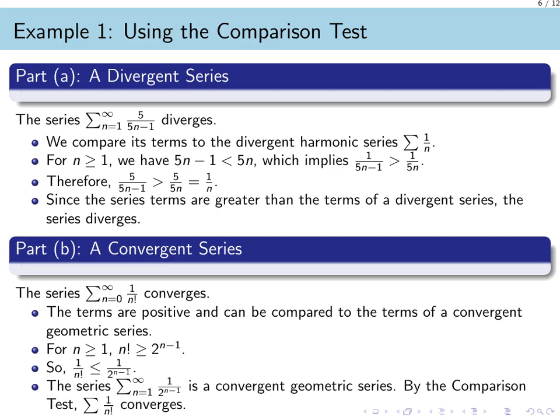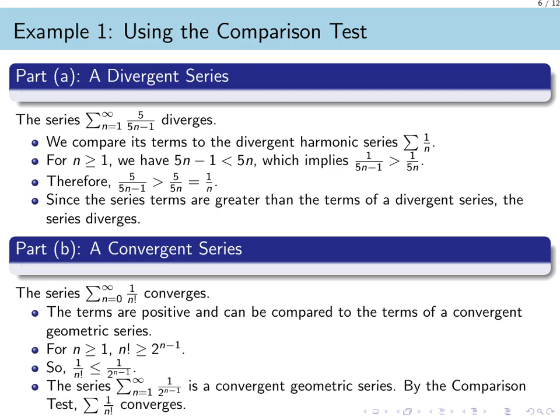For large values of n, this term behaves like 1 over n, which suggests comparing it to the harmonic series. We know that the denominator 5n minus 1 is always less than 5n. When we take the reciprocal, the inequality flips, so 1 over the quantity 5n minus 1 is greater than 1 over 5n. This means each term of our series is greater than the corresponding term of the divergent harmonic series. By the comparison test, our series must also diverge.